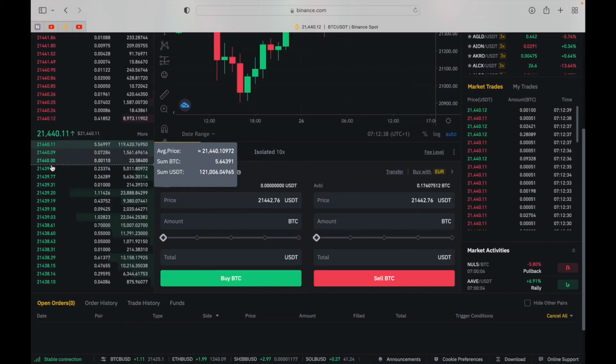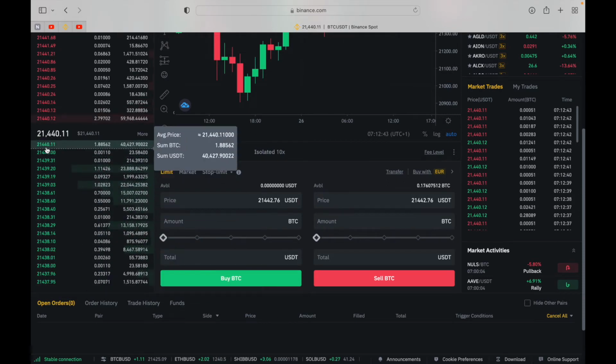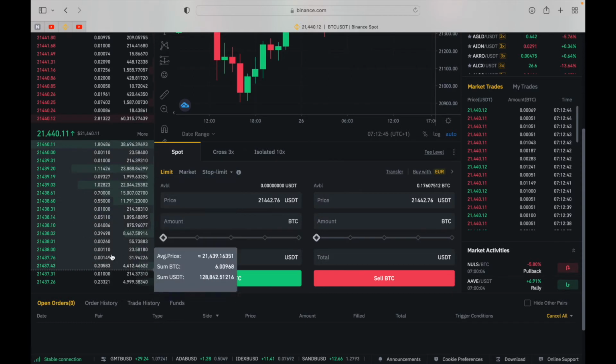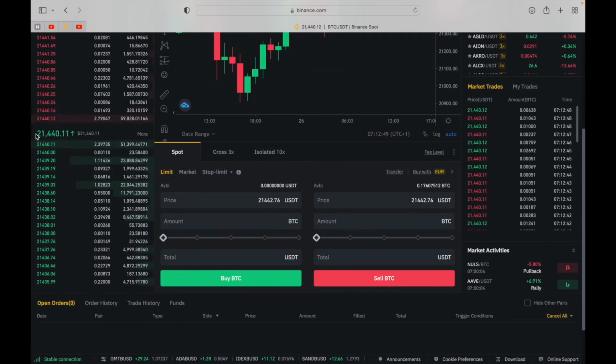And this green section is actually the buying price. The buyers are buying at these prices. These are the volumes they are buying, and these are the totals. Now, this very price here is actually the current market price.